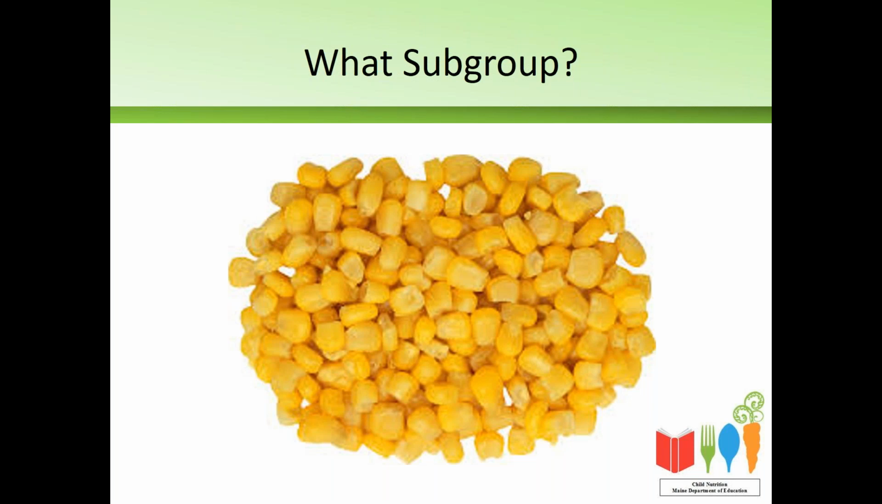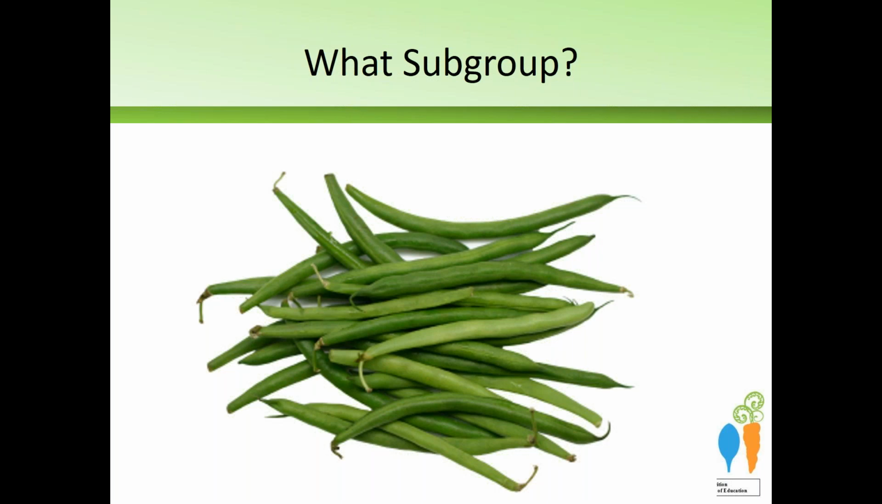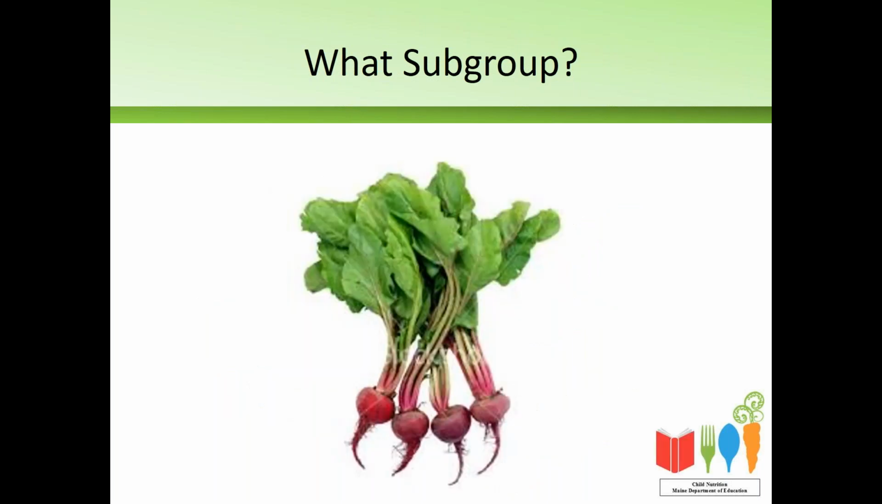Next on the list is corn, which is another kid favorite vegetable. And as you might guess, corn is a starchy vegetable. And what about green beans? We did talk about this a little earlier. Regardless of the name, green beans falls under the other category. Next, we have beets. Even though they are a red vegetable, they are considered an other vegetable as far as meal pattern requirements are concerned.